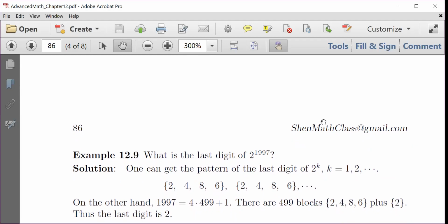Okay. You write down the last digit of the first 5, 6, 7 powers, like 2 to the power 1, 2 to the power 2, 2 cubed, 2 to the 4th power, 2 to the 5th power. Then just write down the last digit of the number, and you will see 2, 4, 8, 6 and repeat: 2, 4, 8, 6. Then how many blocks of 4 numbers are there for 1997? You divide by 4, then the remainder is 1. So there will be 499 blocks plus 1.